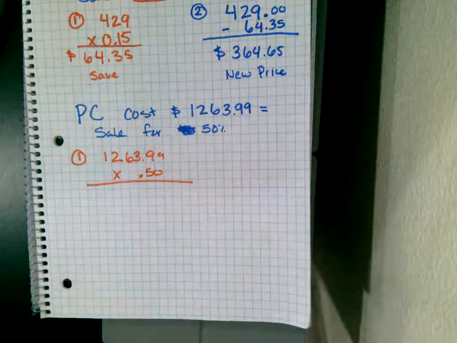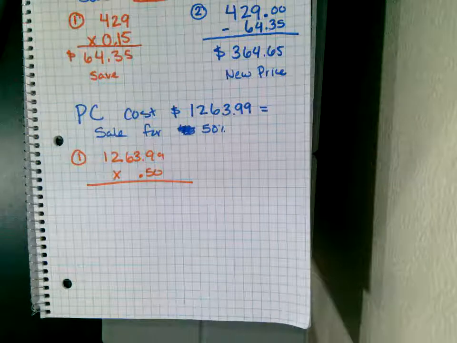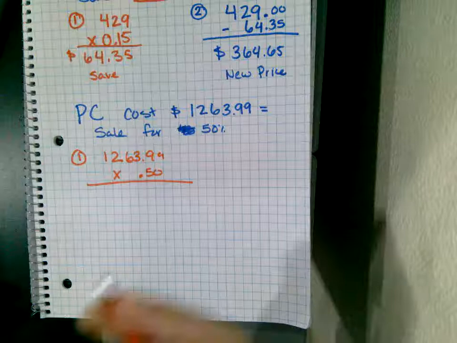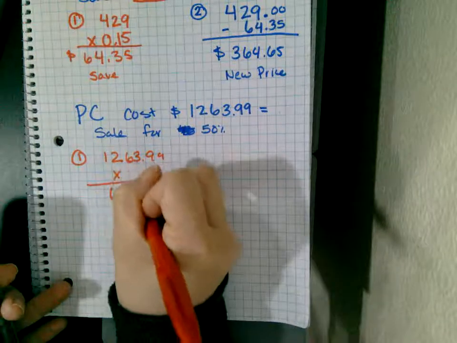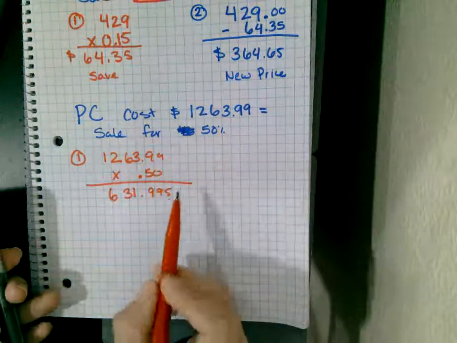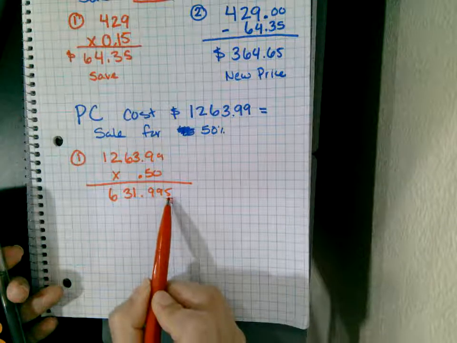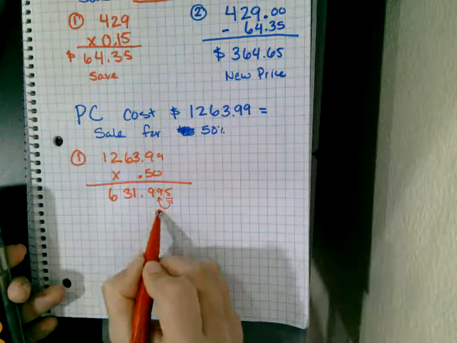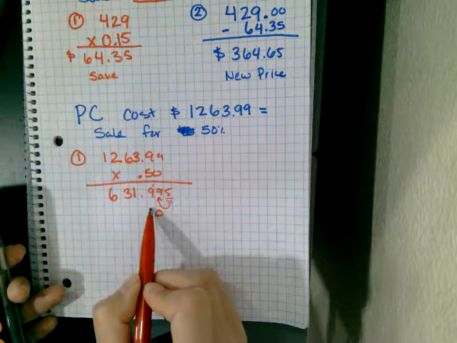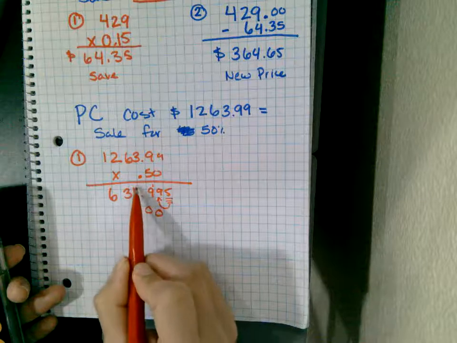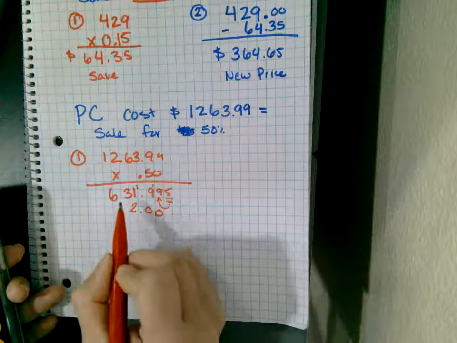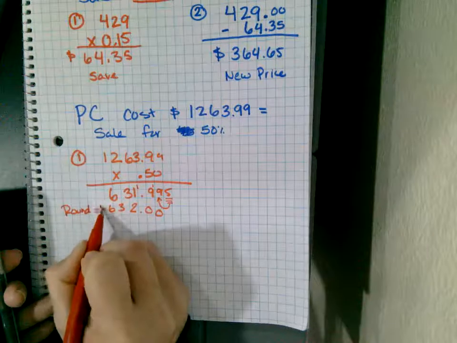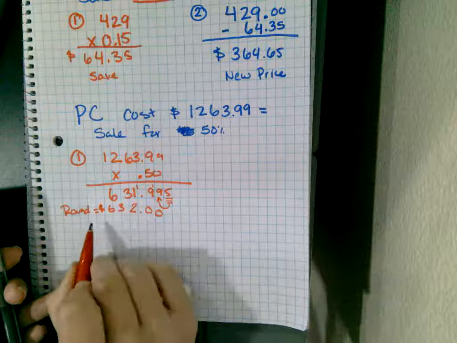All right, kids, so plug it into your calculator before we leave. 1263.99 times 0.5. All right, so there's a 5 right here. The 5 tells the 9 to go up. You round up. So it becomes a 10, which means I bring 1 over, which means this becomes a 10, which means it carries 1 over, so this becomes a 2. So when we round, we get $632.